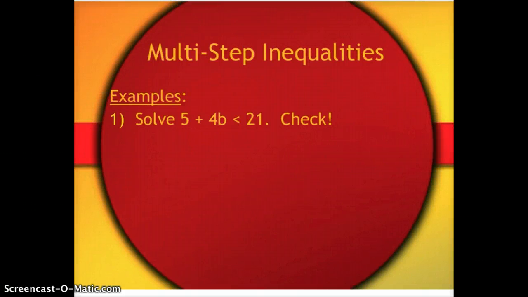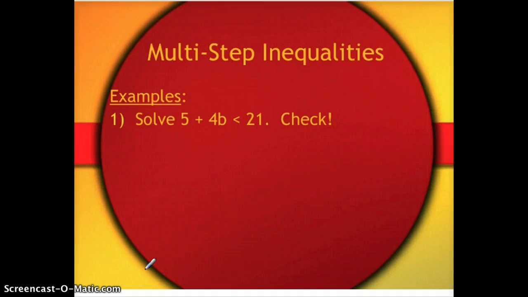Solve 5 plus 4b is less than 21. Check. Why don't you try this before I even say anything about how to do it? Okay, so hopefully you've paused. You have an idea. But I'm going to go ahead and work it through now.